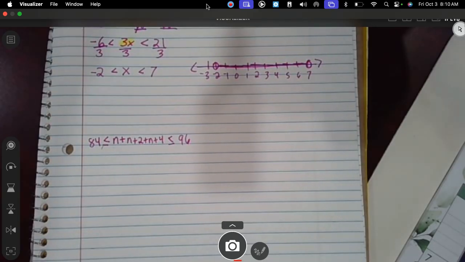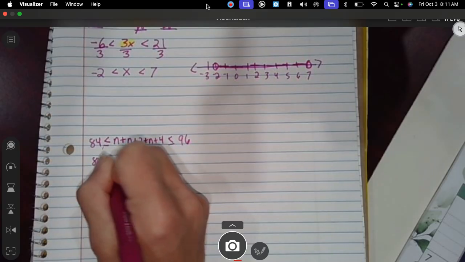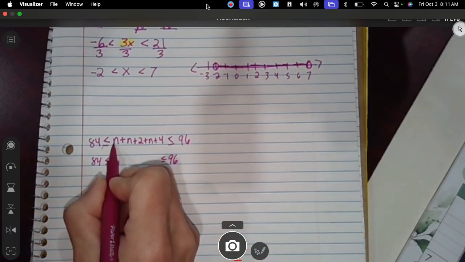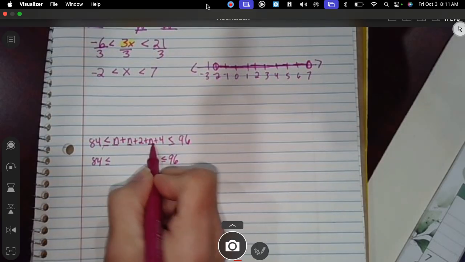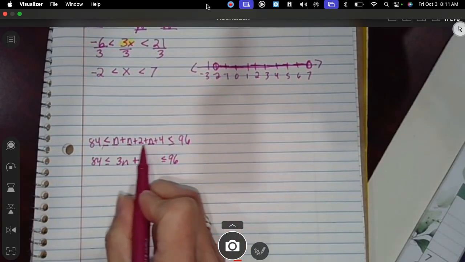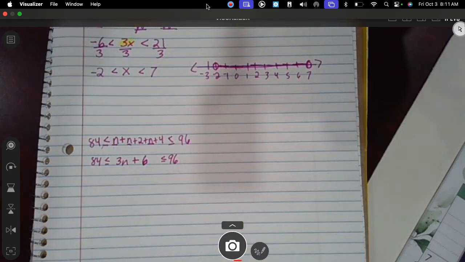So what do you do to combine all those n's? You're just going to add the n's together. How many n's are there? 3. Yeah. So I'm going to say I've got 84 and I've got 96. I have 1, 2, 3 n's. And what's my other number in here? 2 and 4 makes 6. Now y'all finish solving that one. Okay, see, Trevor, if you can do it from there. I think you can.